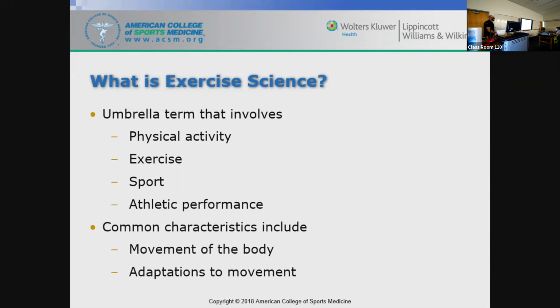So common characteristics, there's movement of the body and adaptations to that movement. Sometimes the adaptations take a little while, at least a couple days normally, of continuous physical activity of that same activity. Depending upon what the adaptation is, it may take months or possibly even years. It just depends upon what it is you're trying to do.